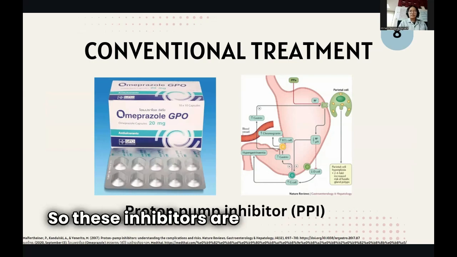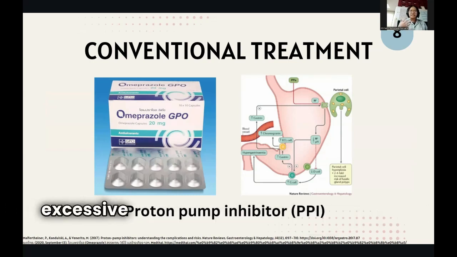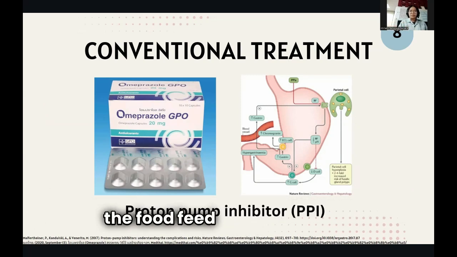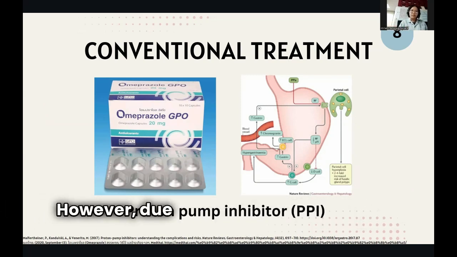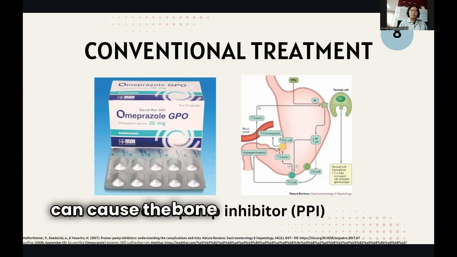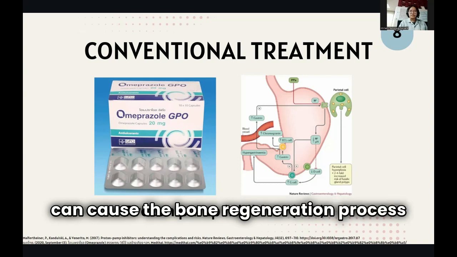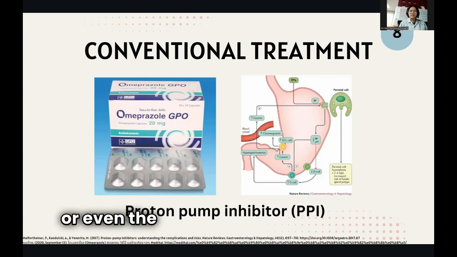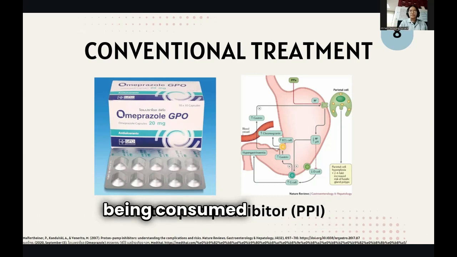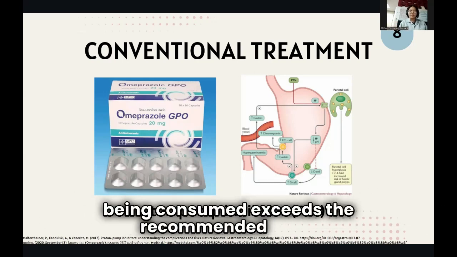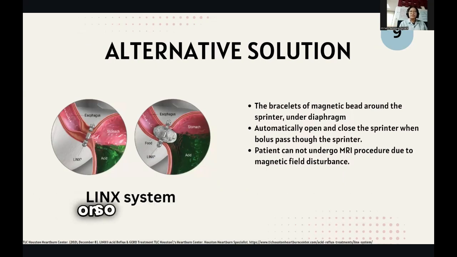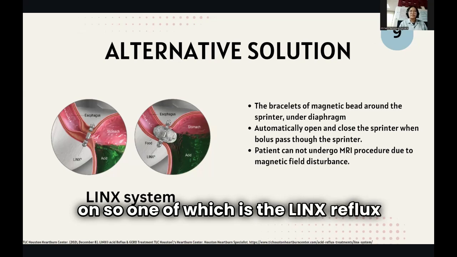These inhibitors are used to prevent the excessive acid production that is used to digest the food within the stomach. However, due to the complications of this drug, it can cause the bone regeneration process to slow down, or even cause vitamin insufficiency if consumed beyond the recommended level. So the alternative solution that we have done some research on, one of which is the LINX reflux system.